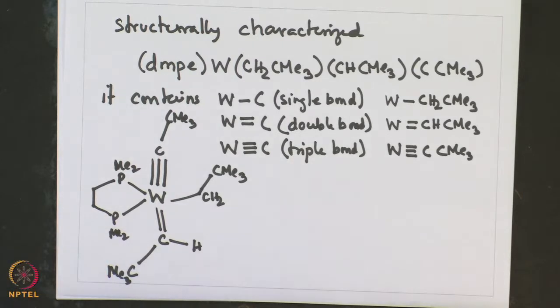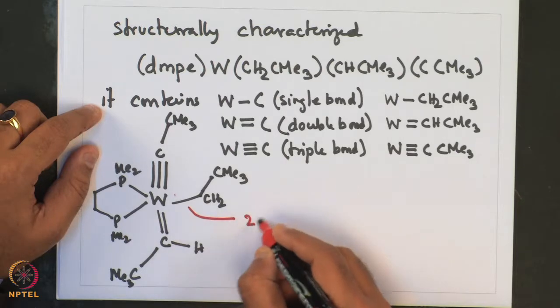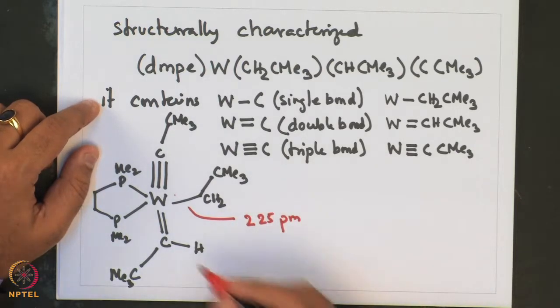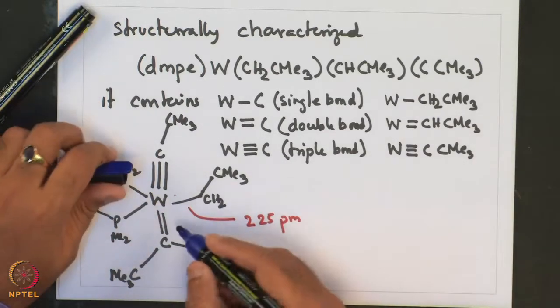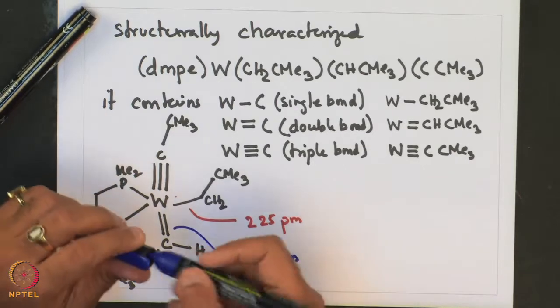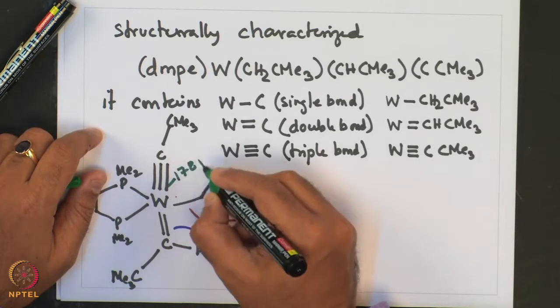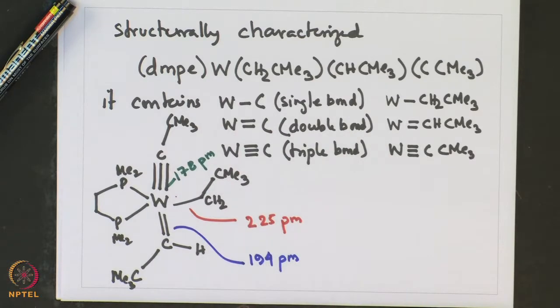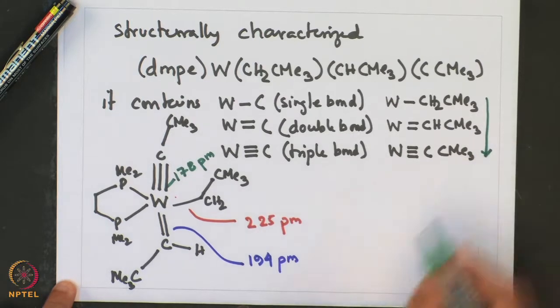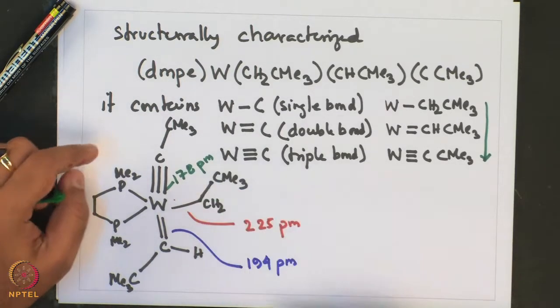So this is the DNP ligand, and as far as the bond lengths are concerned, the tungsten-carbon single bond is about 225 picometer. The tungsten-carbon double bond is about 194 picometer, and the tungsten-carbon triple bond is 178 picometer. So we see how the tungsten-carbon bond length decreases as one goes from single bond to double bond to triple bond, from 225 to 194 to 178 picometer.